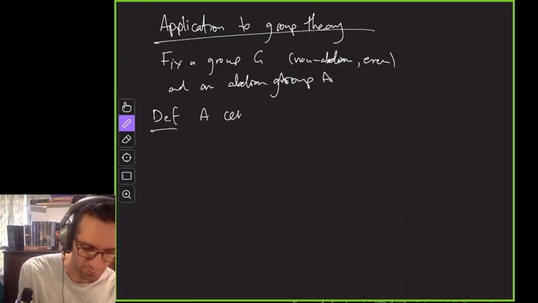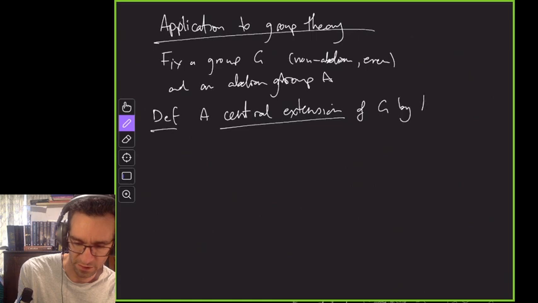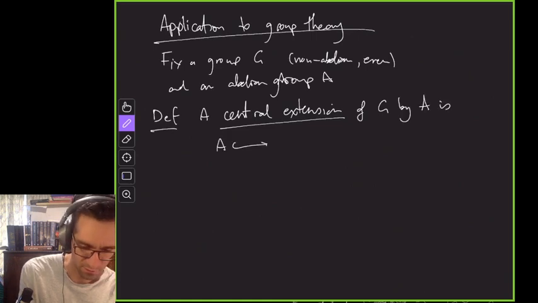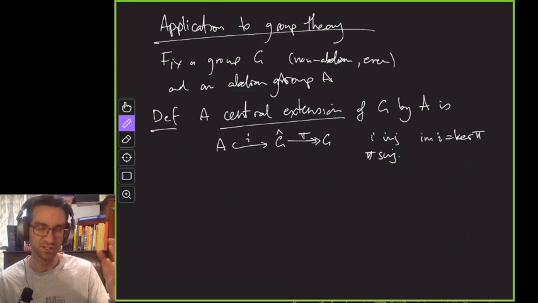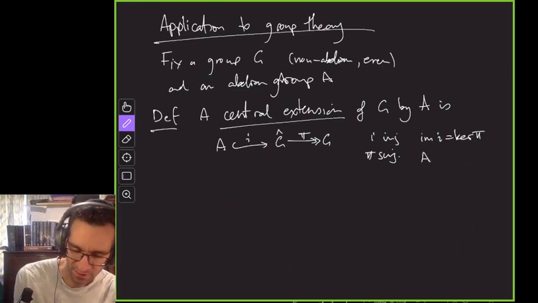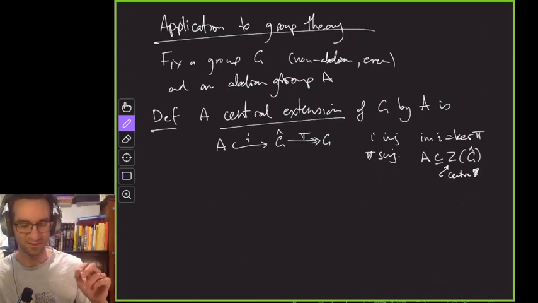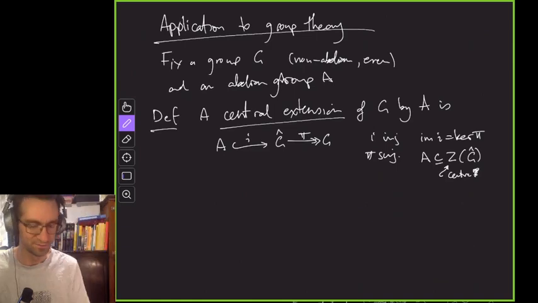So, a central extension of G by A is a sequence like so: I injective, pi surjective, image of I equals kernel of pi. So it's like a short exact sequence, but now G and G hat can be non-abelian. And I demand that A is inside the center of G hat. So A is not just abelian, but the things in the image of A inside G hat commute with everything in G hat.